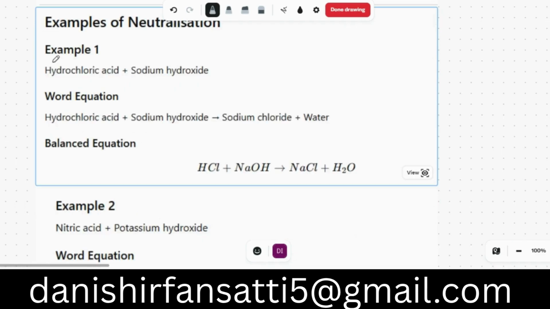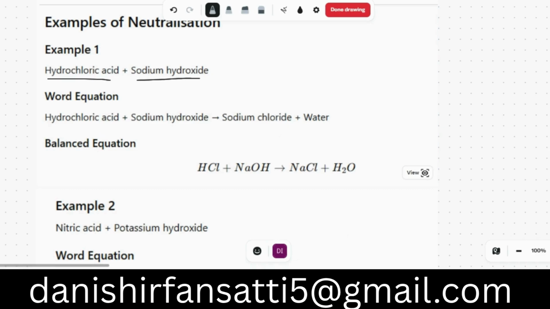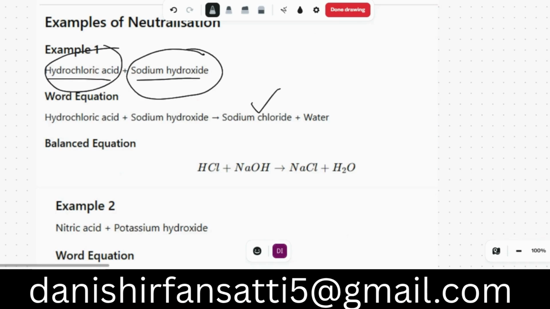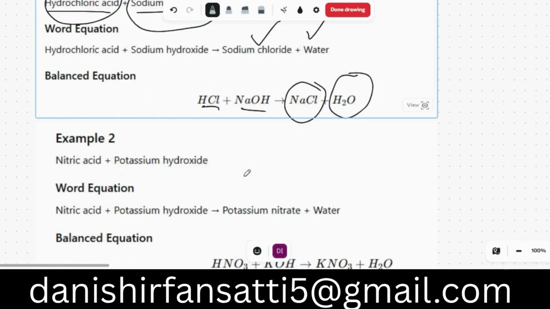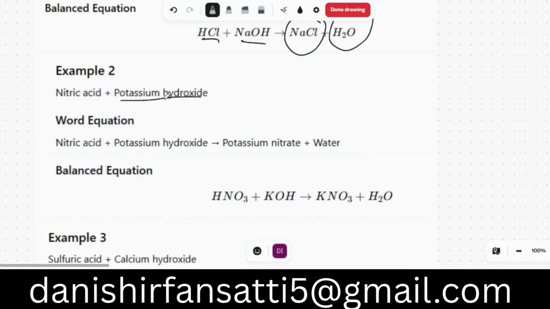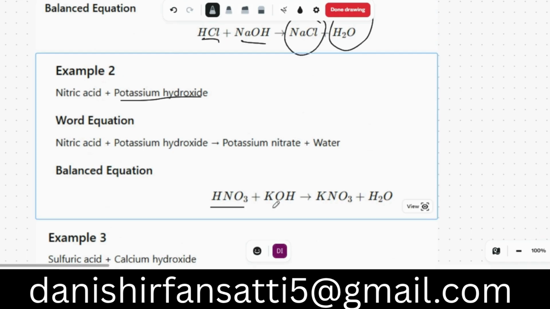First example, if we want to react hydrochloric acid with sodium hydroxide, we know that it is an acid and that is a base. Okay, so acid plus base will give us salt plus water. So you can see HCl plus NaOH gives us NaCl, that is salt, sodium chloride, plus H2O. Now the second example is nitric acid with potassium hydroxide. Okay, that is also a group 1 hydroxide, so that will give us HNO3 plus KOH gives us KNO3, that is potassium nitrate, a salt, plus H2O.